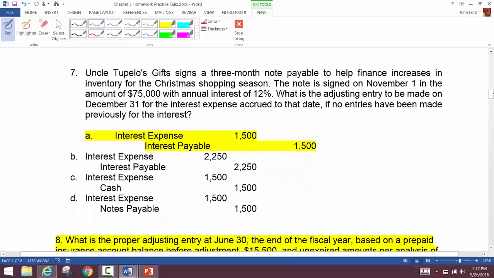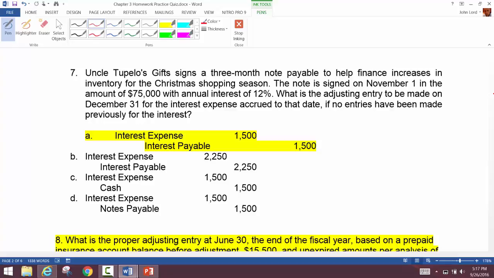Okay, let's look at this one. Uncle Tupelo's gift shop signs a 3-month note to help finance increases in inventory for the Christmas shopping season. The note is signed on November 1st in the amount of $75,000 and an annual interest rate of 12%. What is the adjusting entry to be made on December 31st?